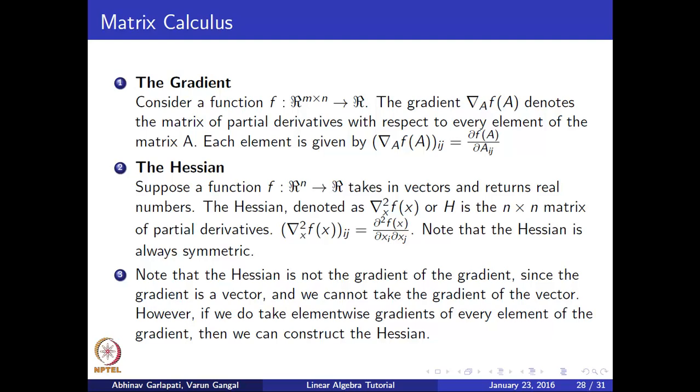Consider a different type of function which takes in an n-dimensional vector and returns a real number. The Hessian for this function is defined as follows. The i, jth element of the Hessian is given by first differentiating f of x with respect to the jth component of x, xj, and then the ith component, xi. We can see that the Hessian would be an n cross n matrix.